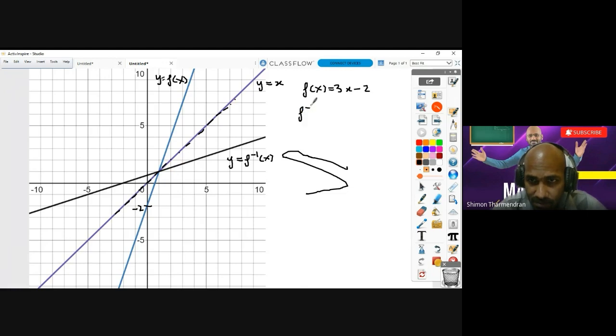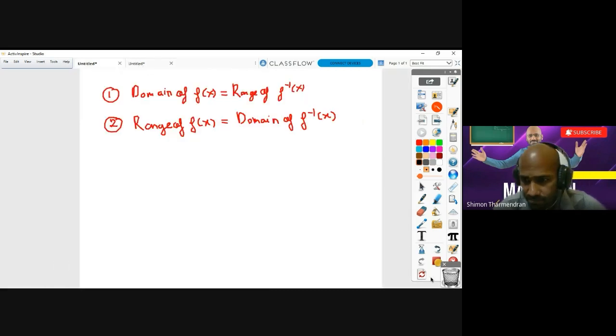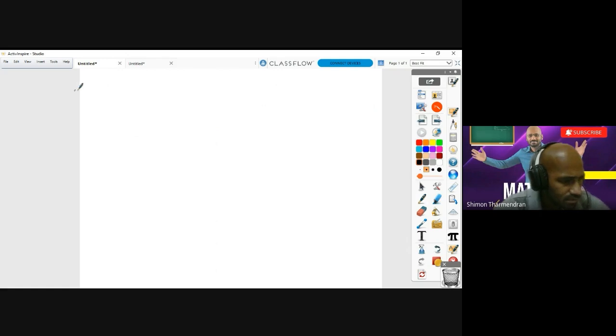I'm not going to recalculate this, but if you calculate the inverse function, you should get x plus 2 divided by 3 as your f inverse of x. So that's the first part, fairly straightforward. And then for the next part, more calculations involved. f of x equals to 3x minus 2 over here.